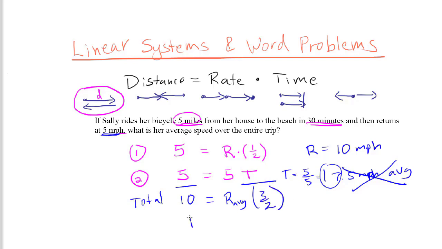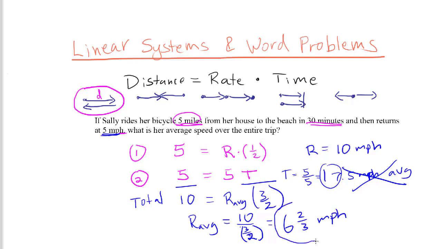Now I can solve for r average in my total equation. The total rate or average over the entire course, over the entire trip, is 10 divided by 3/2, or 6 2/3 miles per hour. It was, in fact, a bit less than the 7.5 miles per hour. So that makes common sense.